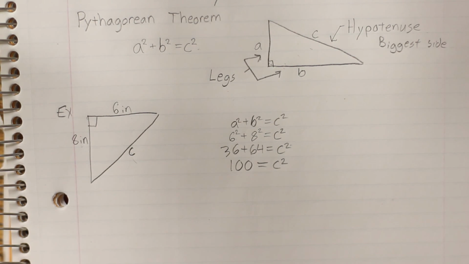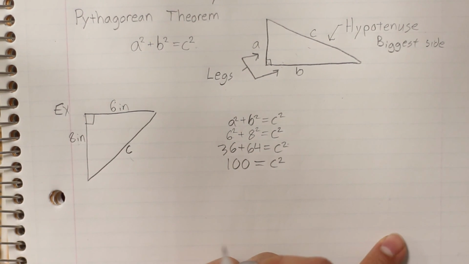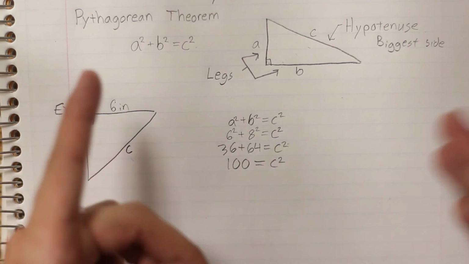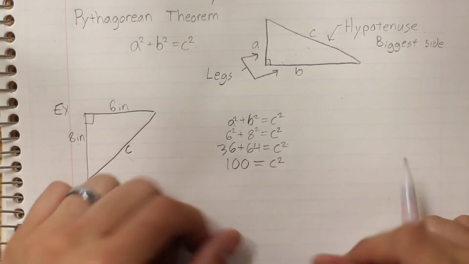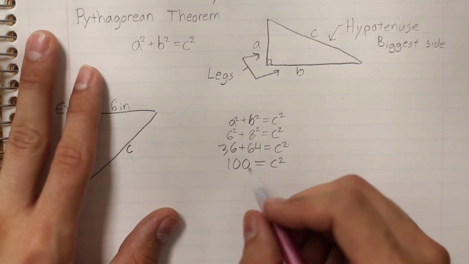Are we done? No. I want to know what c is equal to, not what c squared is. So we've got to do one last step. We have to undo squaring. Anyone remember what undoes squaring? What cancels it out? What gets rid of it? Well, hopefully you do. We just took notes on it the other day. It is the square root.